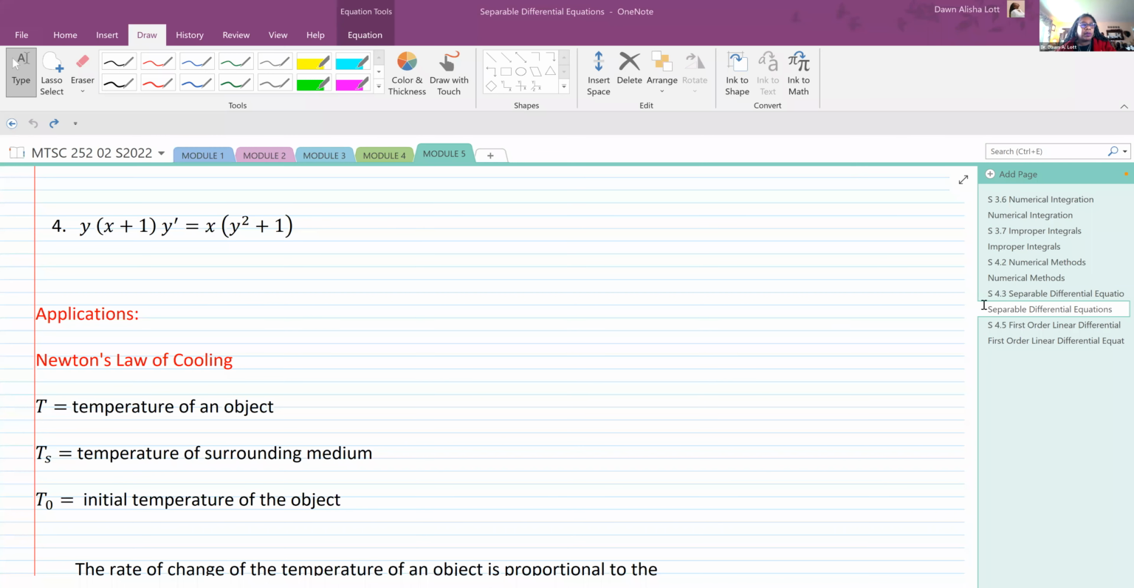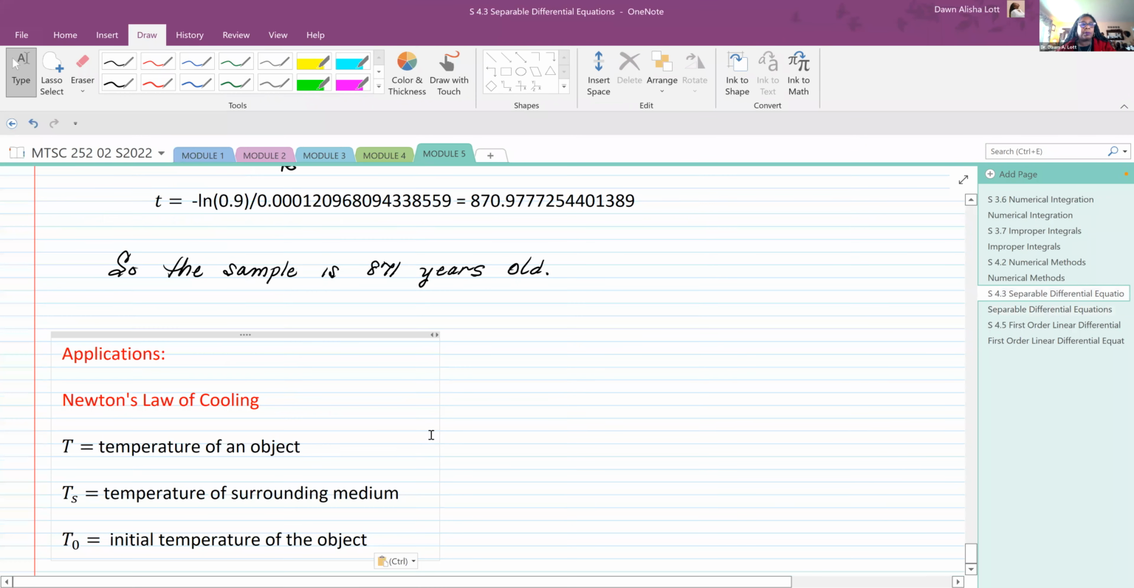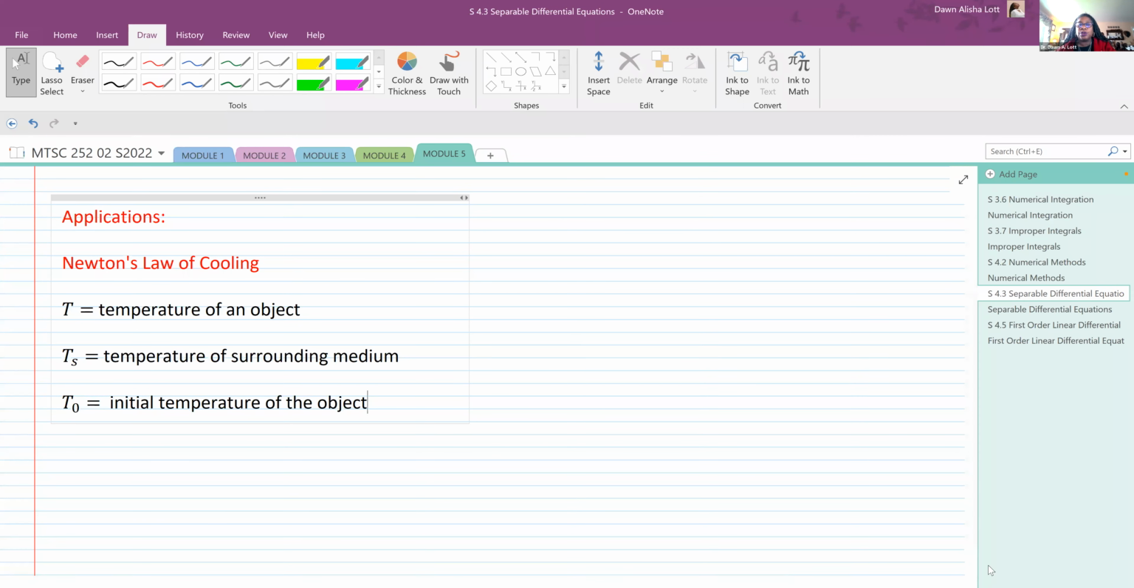Okay, so we've been working in separable differential equations, and we are now going to solve the problem of Newton's law of cooling. So we are going to have an object. It could be a ball. In our case, we're going to use an egg. T is the temperature of the object. T sub S is the temperature of the surrounding of the object. And T naught is the initial temperature of the object.